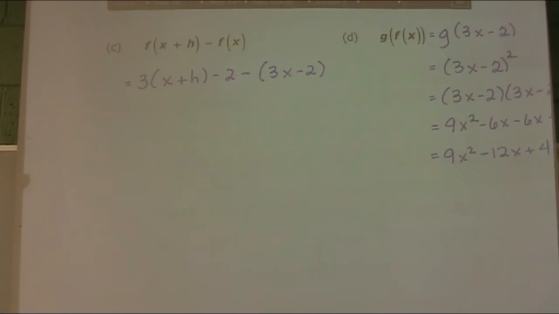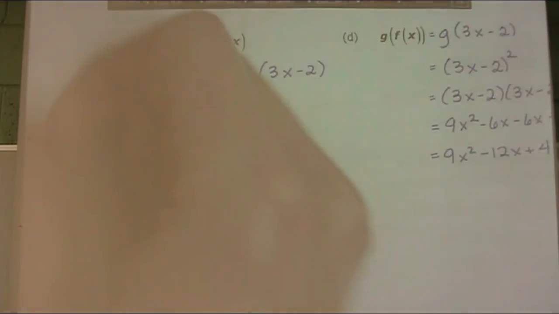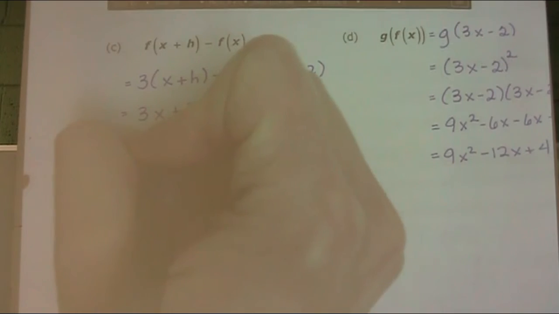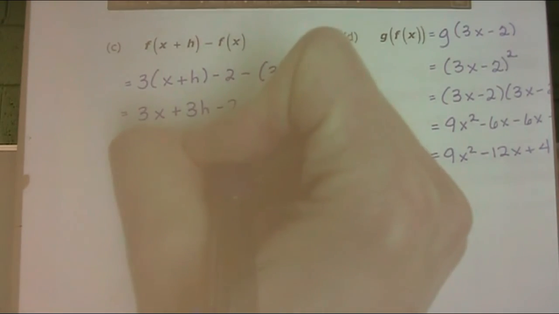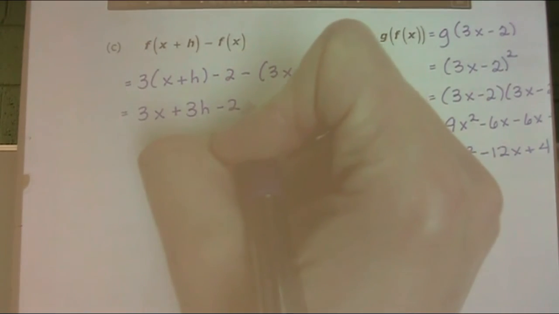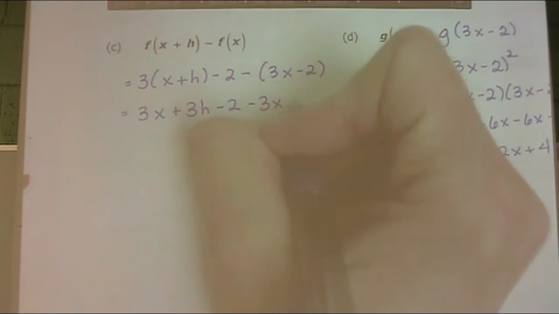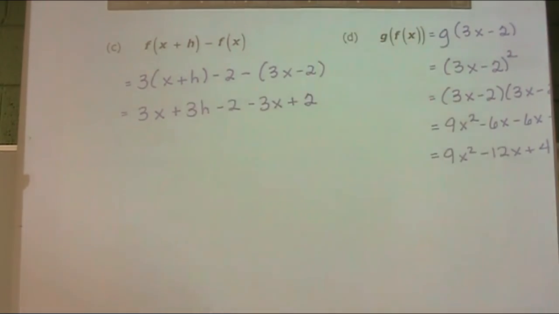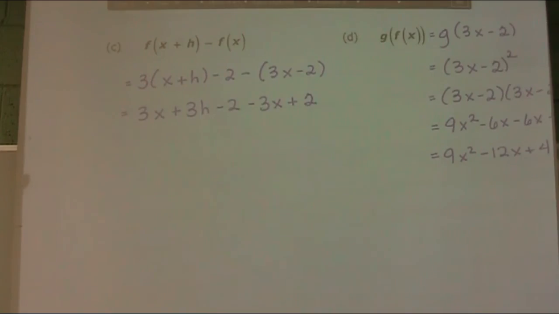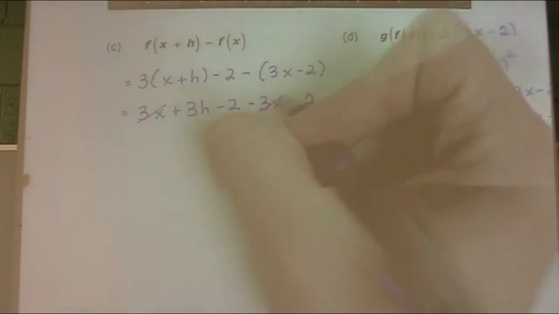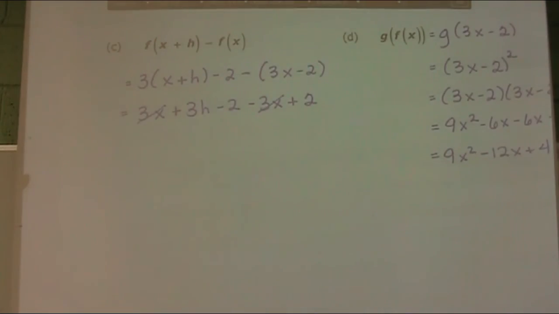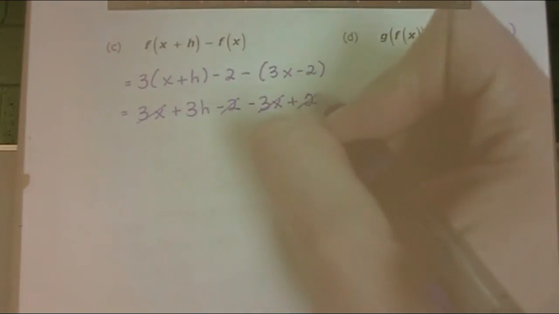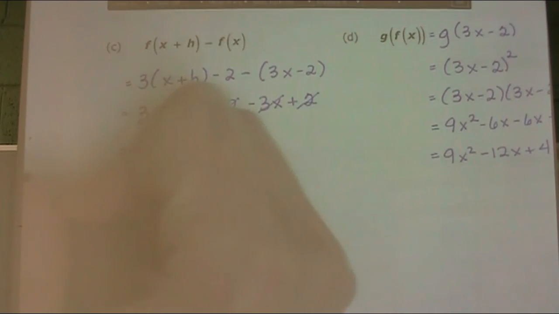We need to do a little bit of distribution to clean this up. So this is 3x plus 3h minus 2, distribute the negative, minus 3x, and then plus 2. All right, out of this, let's combine like terms. The 3x and the negative 3x cancels. The negative 2 and the plus 2 cancels, and that actually leaves us with just 3h.